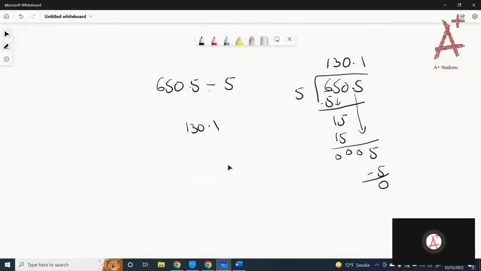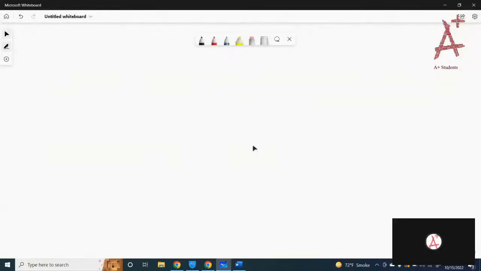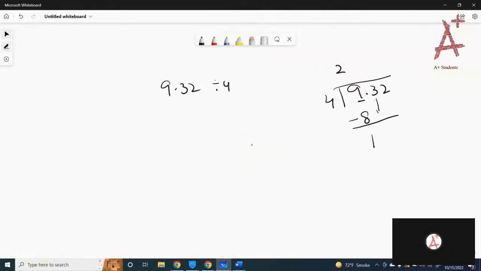Okay, the next one is 9.32 divided by 4. So let's start with 9.32 divided by 4. Let's just divide 9.32 by 4. So we have to look at the first digit, count the table of 4 until you get 9 or a number that is less than 9. So 4 times 2 is 8. 9 subtract 8 is 1. Now bring the next digit down.